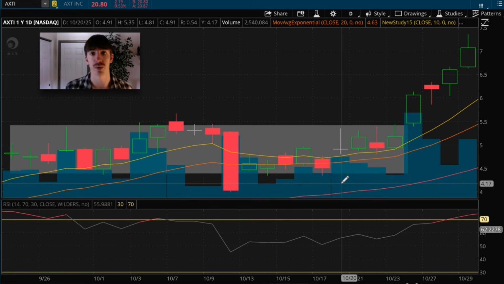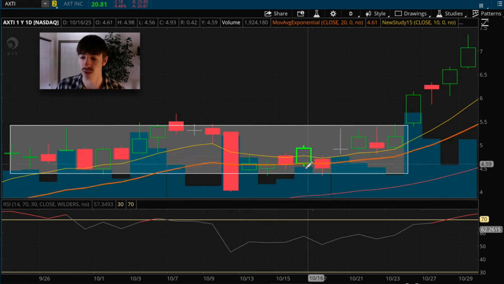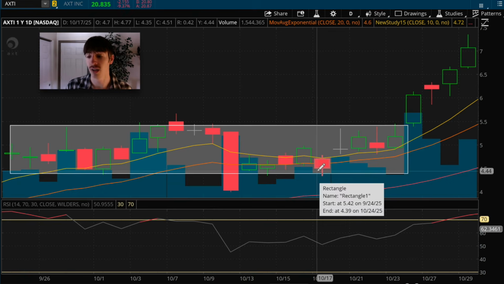So ultimately, what we would be looking for to actually find an entry into this stock would be to slowly scale in towards the bottom of this range because we know that this range is now acting as a little bit of support.